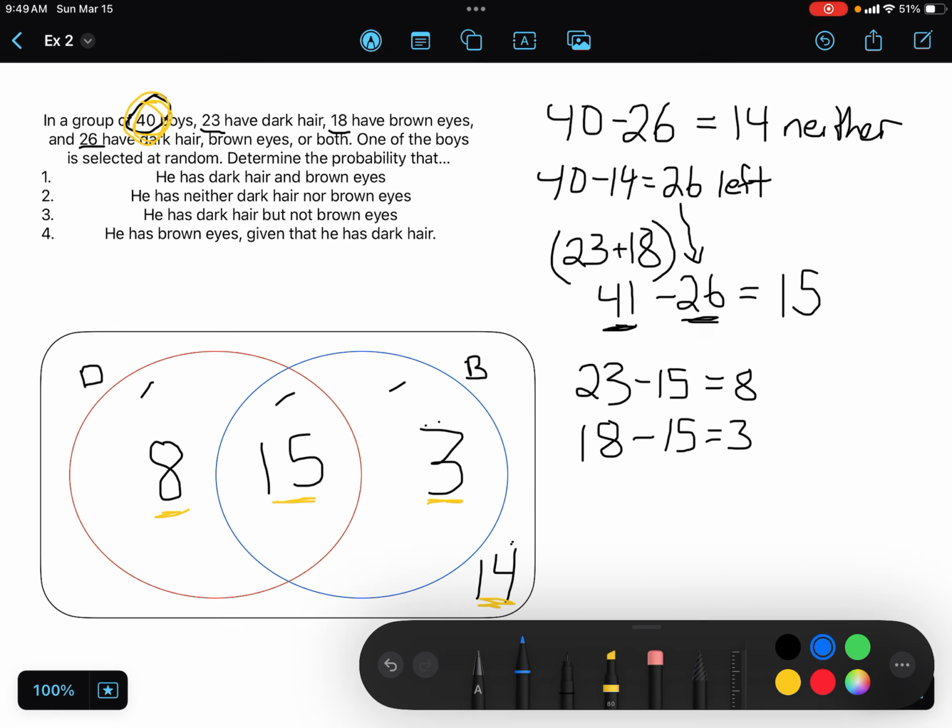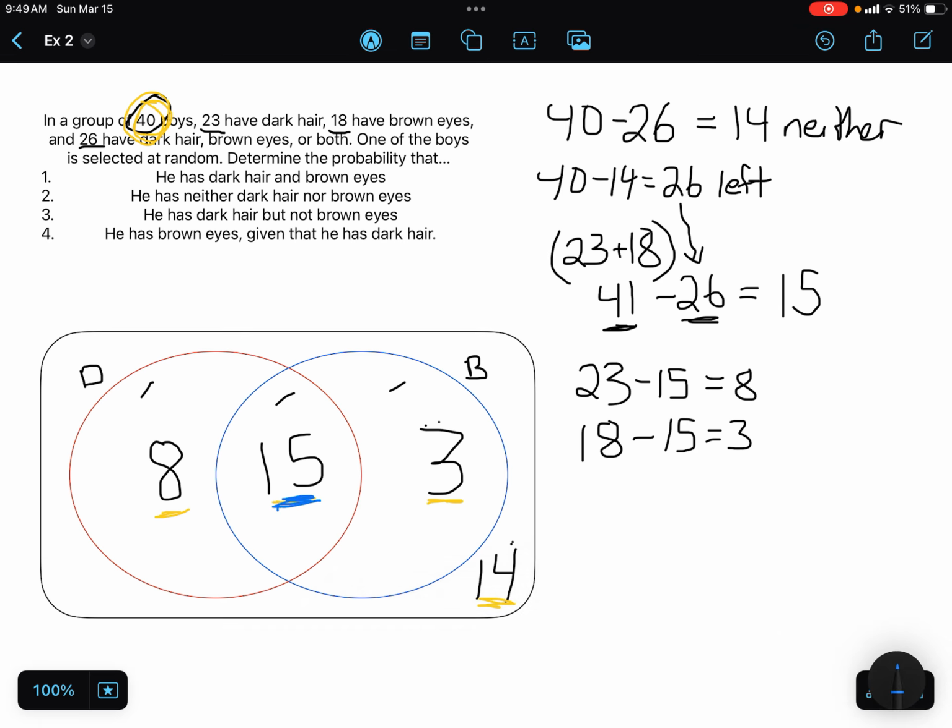Here we go. Determine the probability that he has dark hair and brown eyes. Well, dark hair and brown eyes in our Venn diagram is the 15. It's our overlap area, so it's 15. Now remember, this is a probability, so it's going to be 15 out of 40. Now, your teacher may want you to simplify that fraction, or they may want you to leave it there to provide maximum context. So I'm just going to give you both answers. We can divide both of those by 5, and we can get 3 eighths, 3 out of 8.